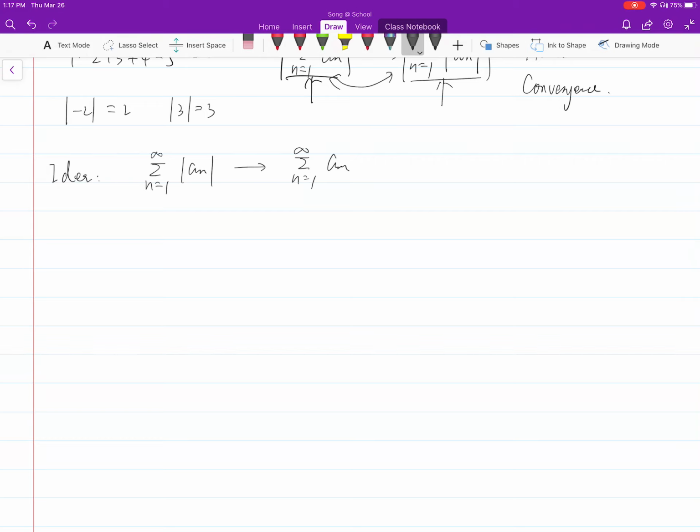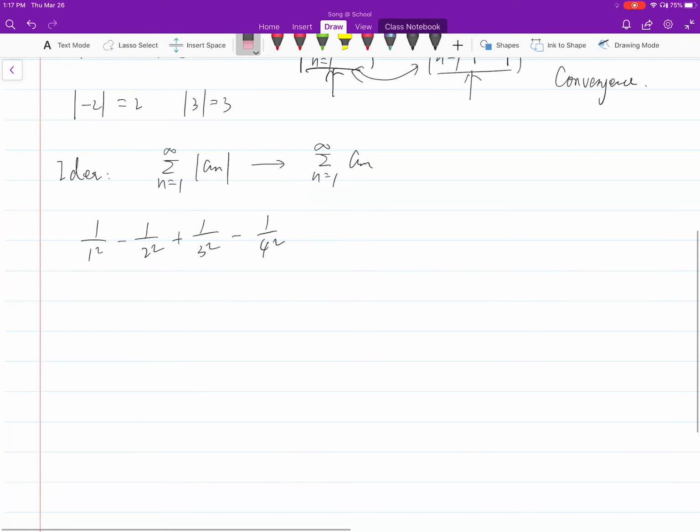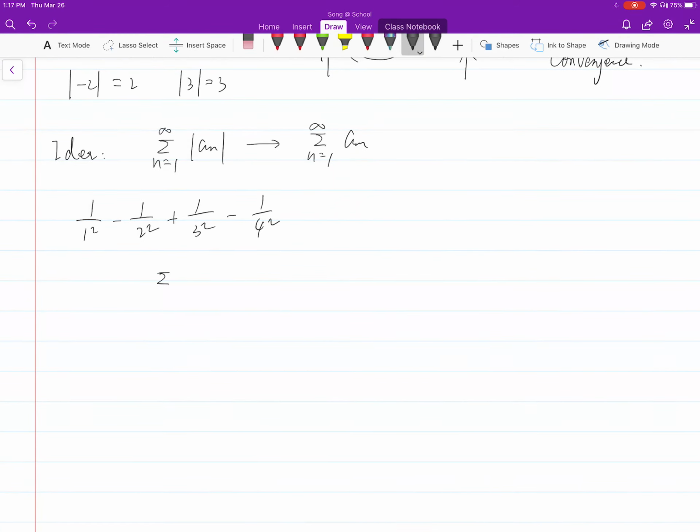Let's consider two things. The first one is, let's say you have some series. Let's just take the 1 over n squared, right? This is the original sum of a_n. This is after you take the absolute value. You can see all the positive stay positive, all the negative become positive.